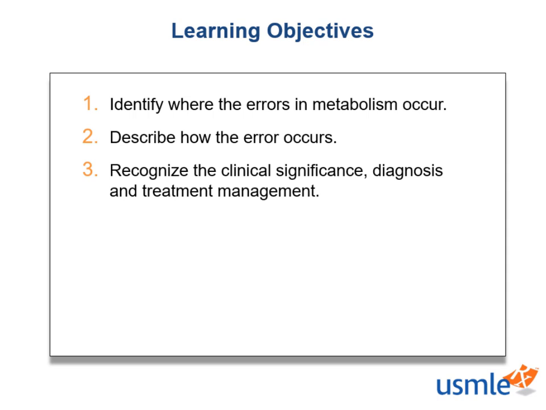We're going to be talking about organic acidemias, also known as inborn errors of metabolism. There are two specific acidemias you'll become familiar with, propionic acidemia and methylmalonic acidemia. By the end of this video, you should be able to: 1. Identify where the errors in metabolism occur, 2. Describe how the errors occur, and 3. Recognize the clinical significance, diagnosis, and treatment management.